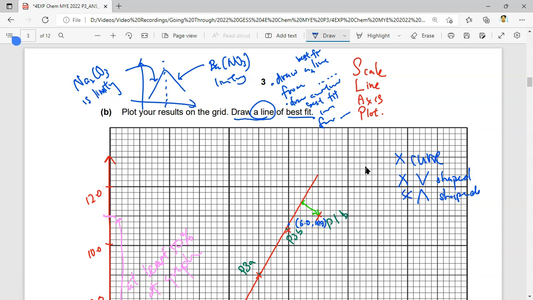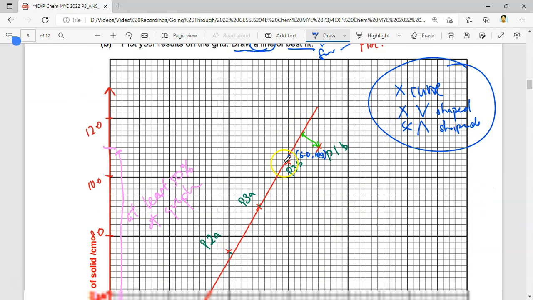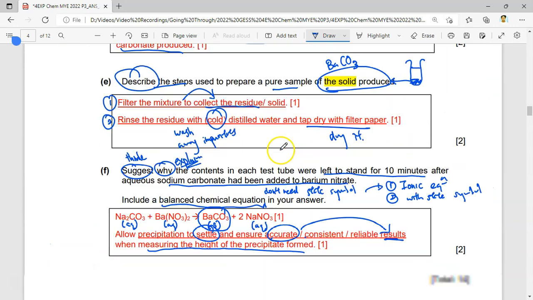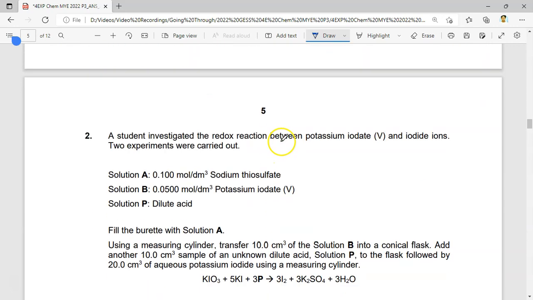So all of these are actually clues, okay? And that's why it's important whenever you are doing such an experiment, when you do a practical, it's not just purely doing. You need to be able to understand what's happening at the background. So this one is for the first experiment, 14 marks.